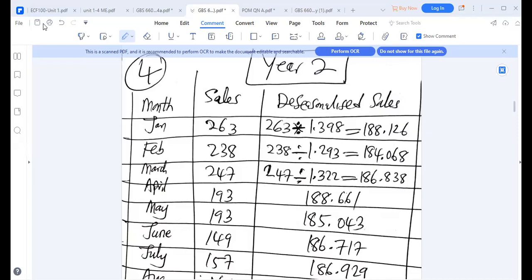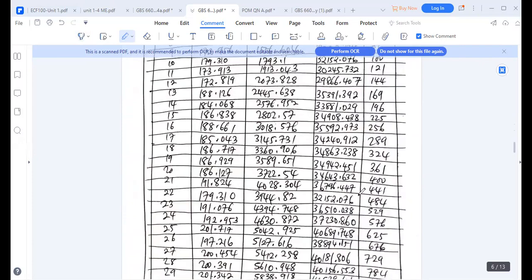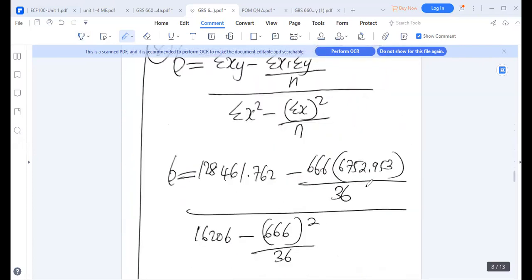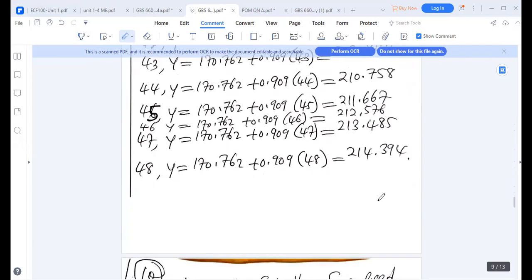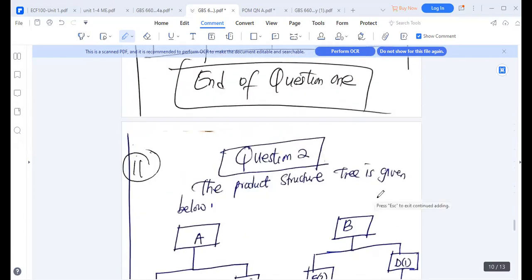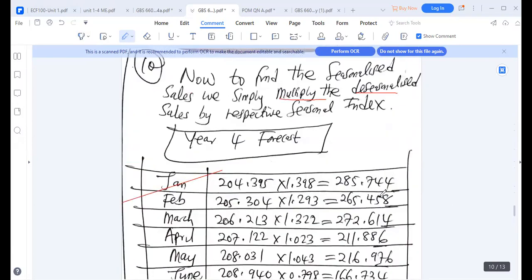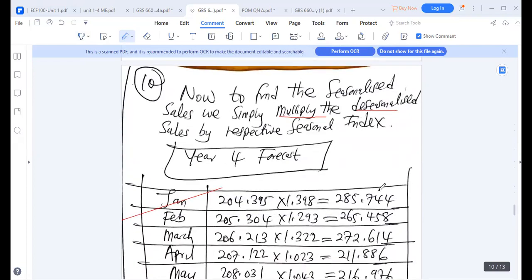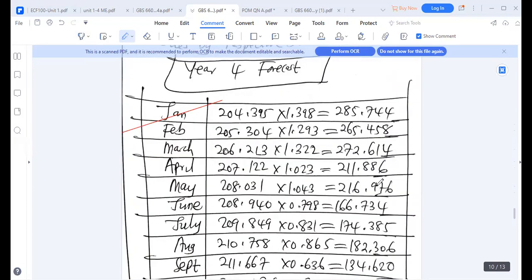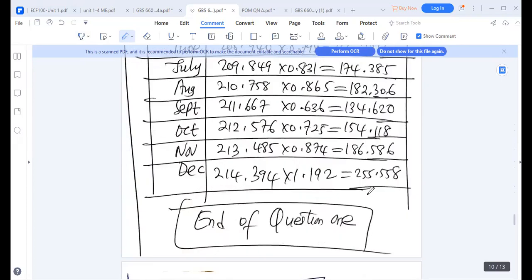So we are now getting down to the values that are seasonalized. These ones are called the seasonalized values. This marks the end of question 1 of this problem. These are the seasonalized values after using the data that is deseasonalized.